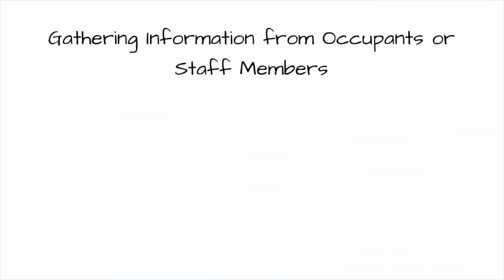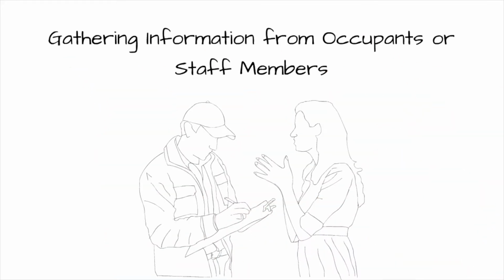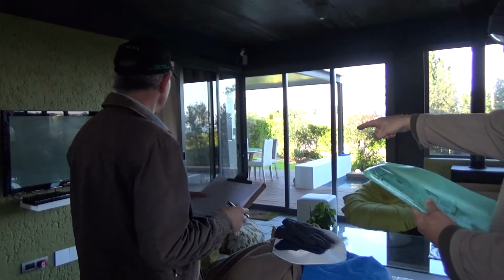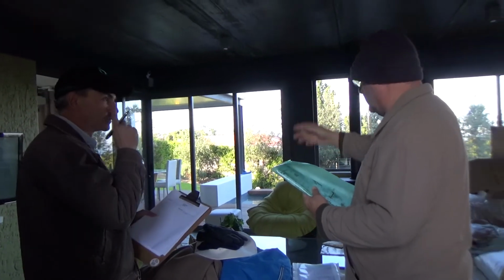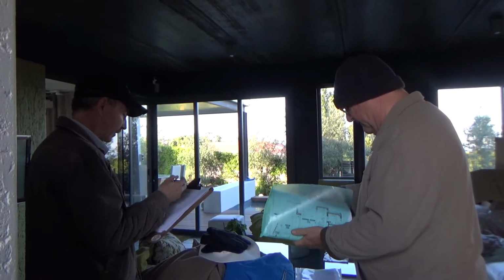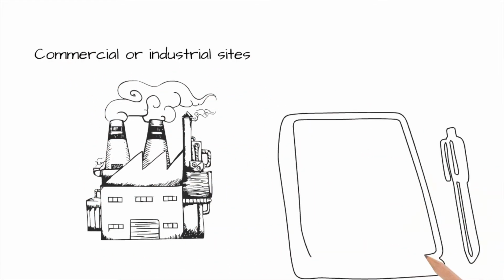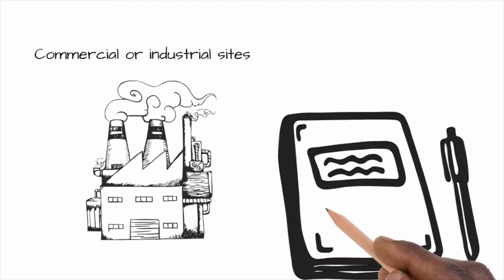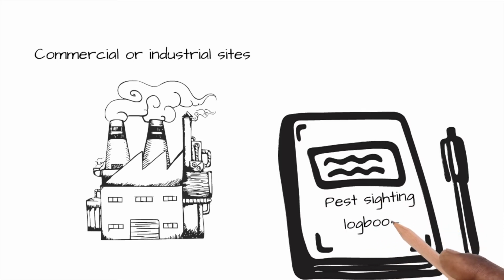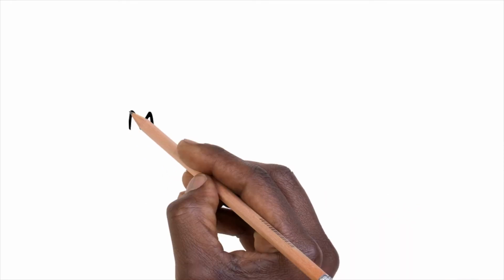Gathering information from occupants or staff members. During inspections, ask the occupants or staff members if they have seen any pests or signs of pest infestation. In the case of commercial or industrial accounts, evidence of pests should be reported by staff members and recorded in the pest sighting logbook. Monitoring traps.